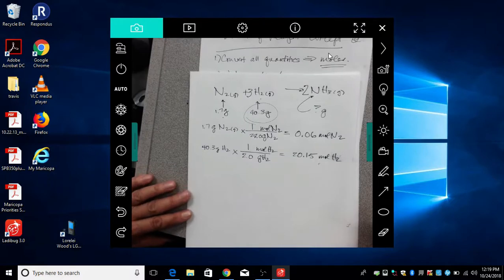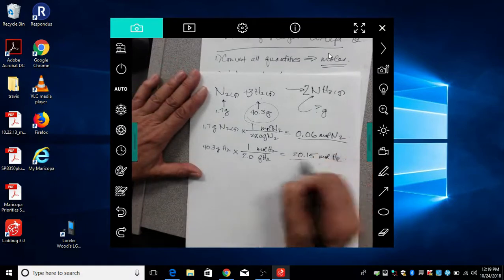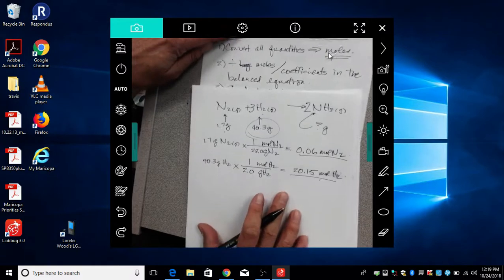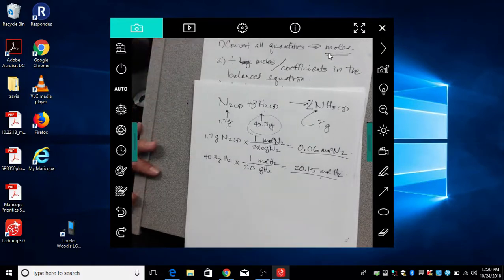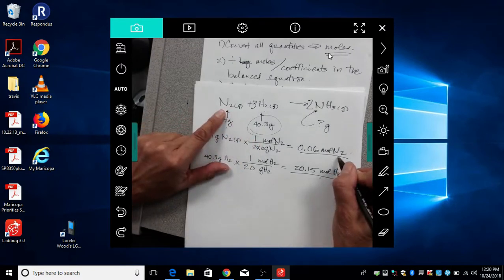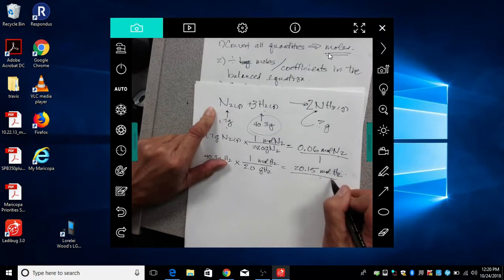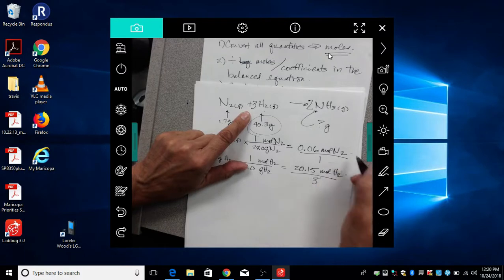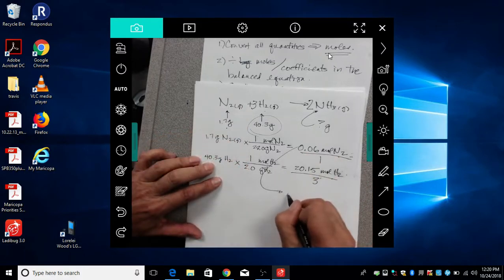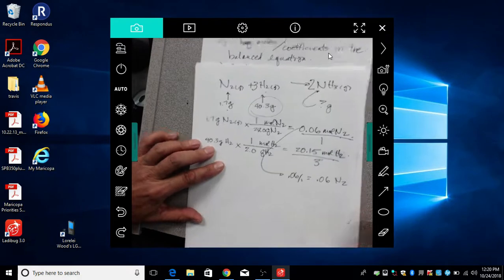So which one is our smaller number of moles? N2 is the small, oh wait, we have to divide by the coefficients. Whoopsie, I'm not following my steps here. Step 2, we're going to divide the number of moles by the coefficients in the balanced equation. What's the coefficient here for N2? 1, because there is no coefficient, so we assume it's 1. What's the coefficient for H2? 3. All right, so 0.06 divided by 1 is still 0.06 for the N2. What's 20.15 divided by 3?